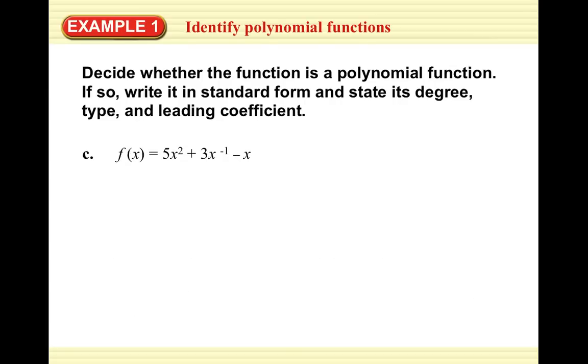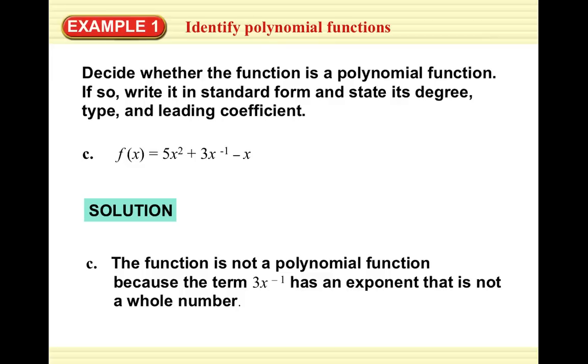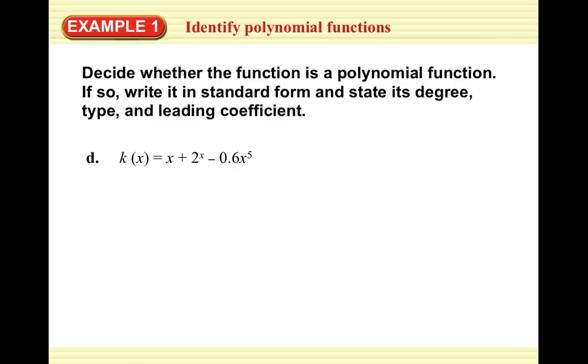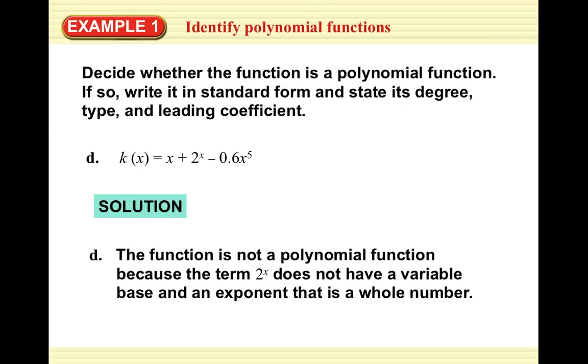Example 2, this is not a polynomial function because of that negative exponent. We need to have positive whole number exponents for our polynomial functions. So negative exponents means that it is not a polynomial function. And then for part D, this is also not a polynomial function because the term 2 to the x power does not have a variable for its base, and it has an exponent that is a variable and does not have an exponent that is a whole number.